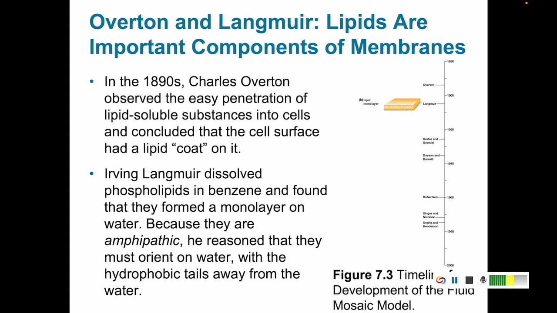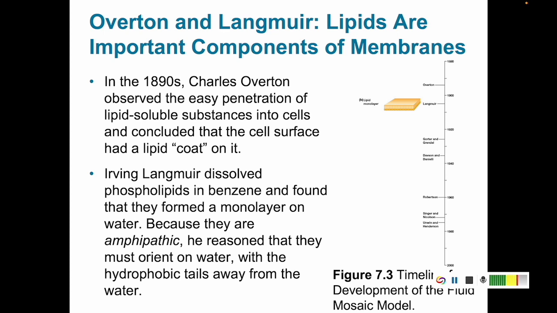Or Leeuwenhoek with his animalcules, he could see things like amoebas or large bacteria, but he didn't see a membrane. At that time, even though we knew cells existed, membranes were still kind of theoretical. There had to be something around them, but you couldn't see a membrane. In the 1800s, they still didn't have microscopes to be able to see a cell membrane, but Charles Overton had a very forward-thinking ability to take the data he had and make it make sense to what the cell was doing.